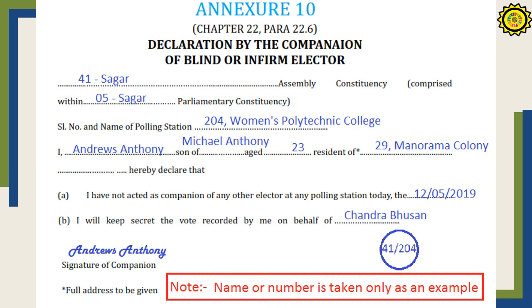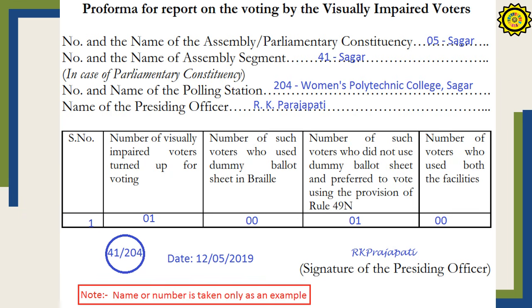Here, the name of the companion is Andrews Anthony, son of Michael Anthony, resident of 29 Manorama Colony, Sagar. He is companion of Mr. Chandrabhushan. Companion will sign the declaration. The presiding officer shall keep a record of all such voters in the proforma shown on the screen and will submit the same to the returning officer along with the EVM. Returning officer will consolidate all the information supplied by the presiding officers in this regard and submit the same to the Commission through the Chief Electoral Officer after declaration of result.